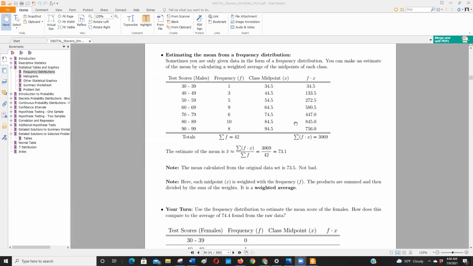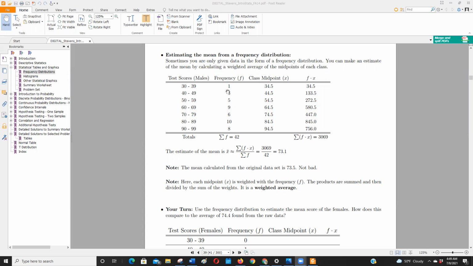So something that Dr. Stevens doesn't have us do in this textbook is to find the standard deviation of a frequency distribution. And it's not hard to do. He just doesn't take the time to have us do it. If you remember that standard deviation formula, you take each value and subtract the mean from it, then you square those values, add them all up, and divide by n-1, right? And then take the square root for the standard deviation.